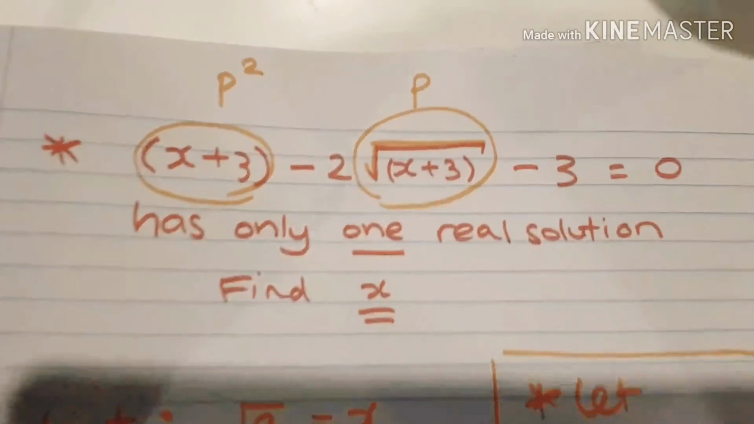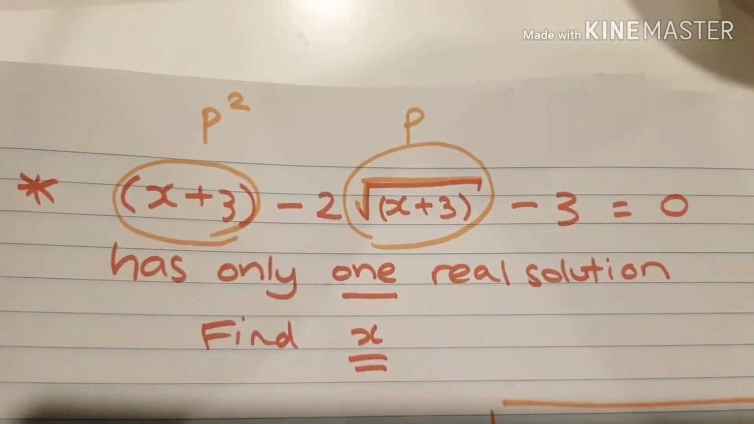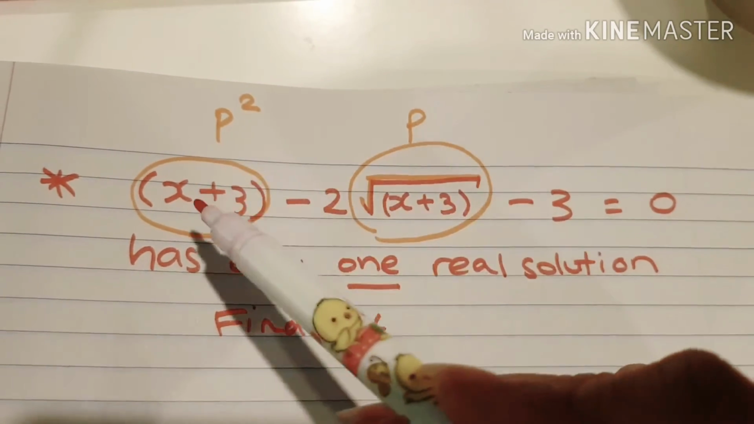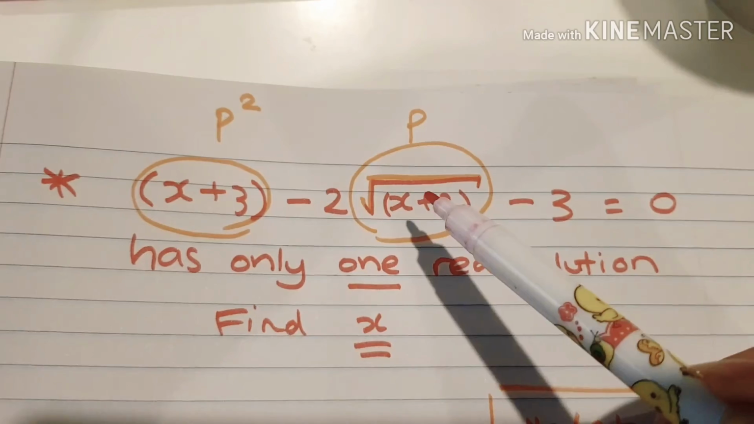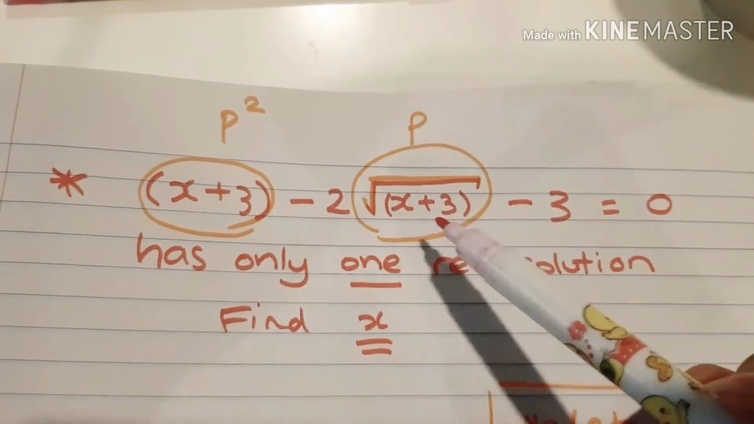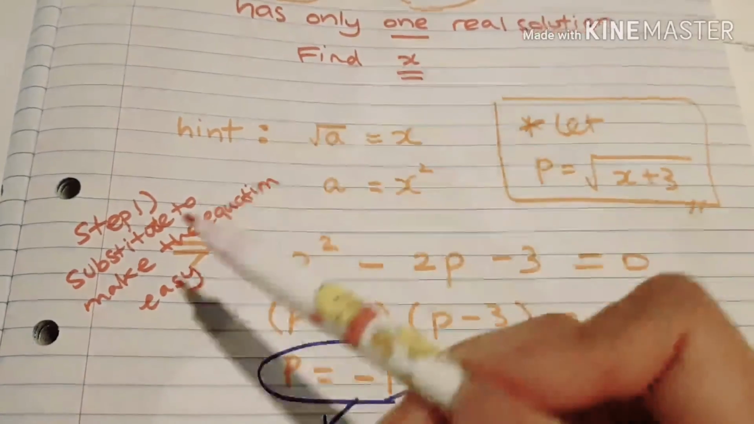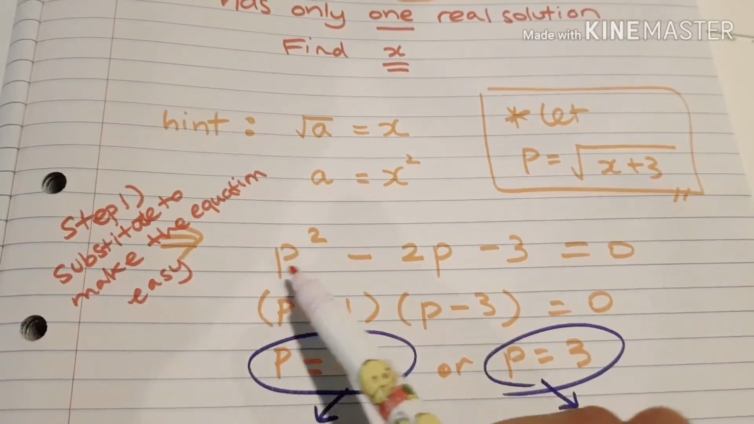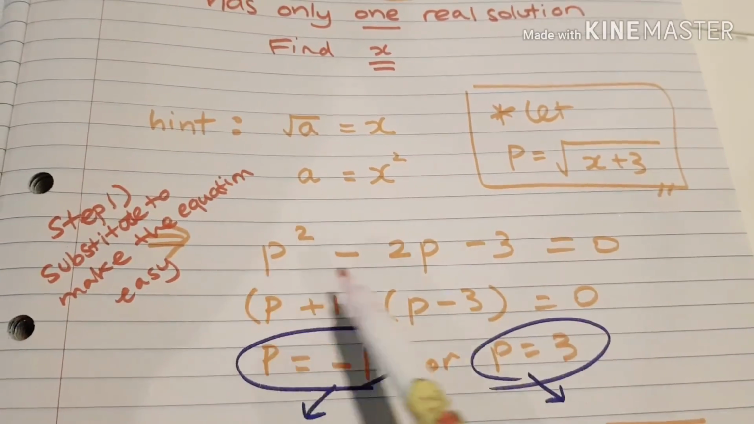So if I sum up, if this is the equation, what is the first thing that you need to do? I'm going to substitute those values into another letter. It could be K, A, whatever. Step 1, substitute to make the equation easy. Here you go, I made the equation simpler.